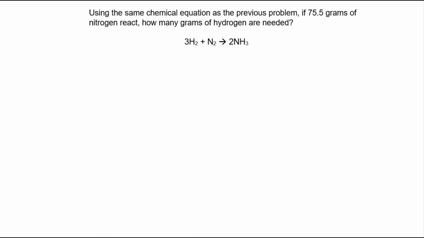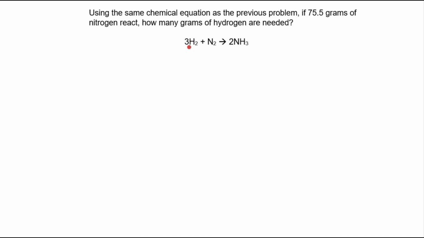Let's do one more gram to gram problem. So we are going to keep the same chemical equation. That's great. We don't have to worry about balancing again. And this time the problem asks, if 75.5 grams of nitrogen react, how many grams of hydrogen are needed? I know it's stoichiometry because I have been given grams of nitrogen. I've been asked about grams of hydrogen. Those are 2 different molecules. I need to relate them by a chemical equation.